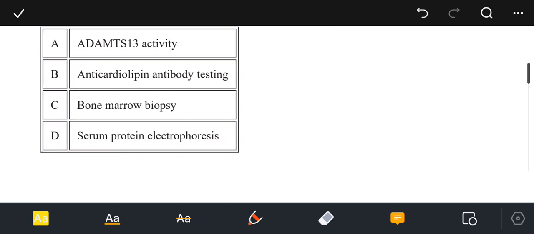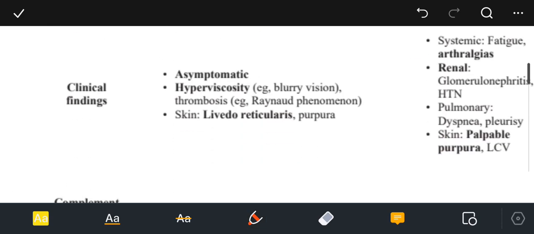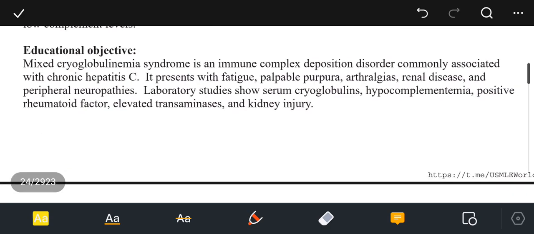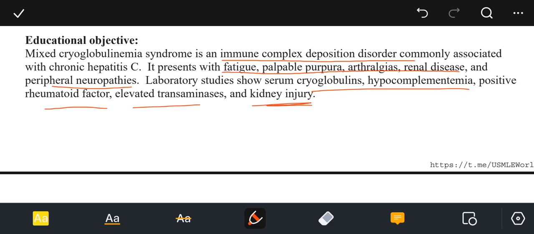And the answer for this question is option F, that is viral hepatitis serology. The educational objective of this question is that mixed cryoglobulinemia syndrome is an immune complex deposition disorder commonly associated with chronic hepatitis C. It presents with fatigue, palpable purpura, arthralgias, renal disease, and peripheral neuropathies. Laboratory studies show serum cryoglobulins, hypocomplementemia, positive rheumatoid factor, elevated transaminases, and kidney injury.